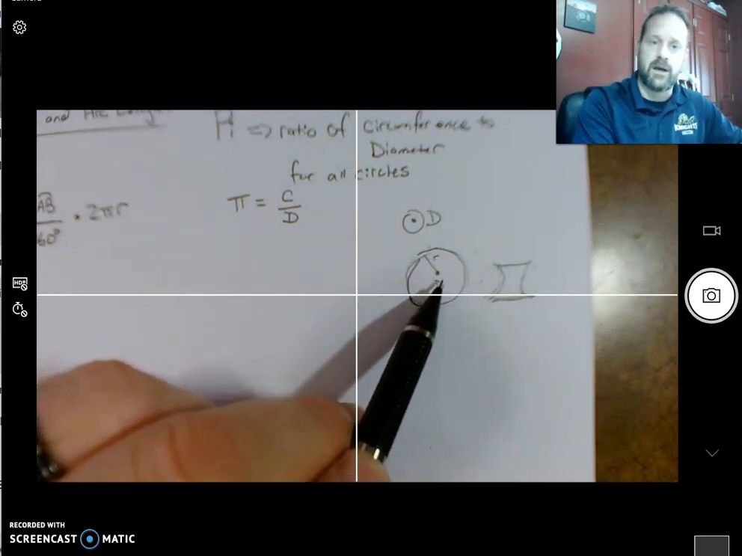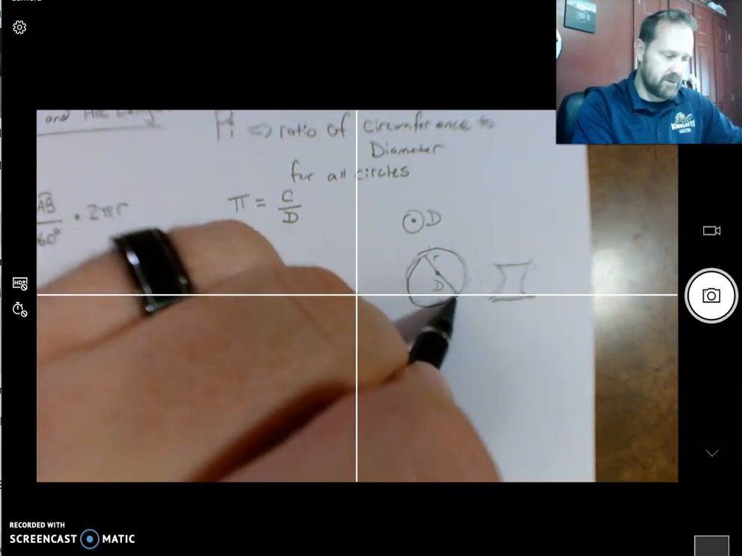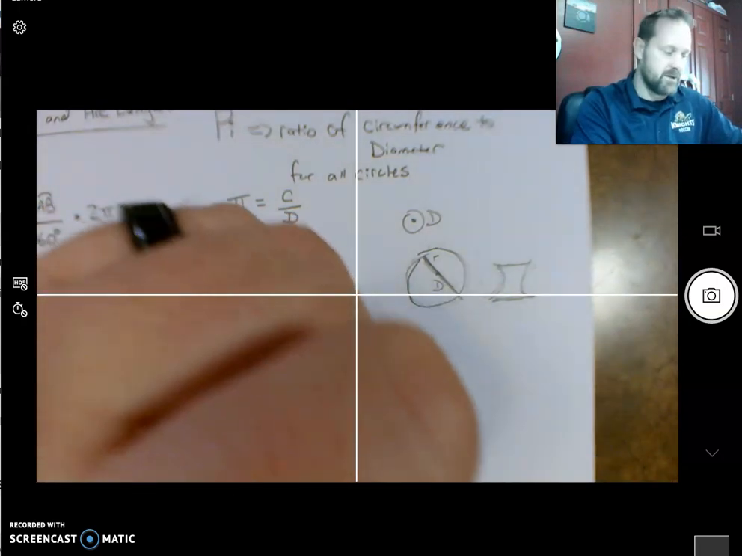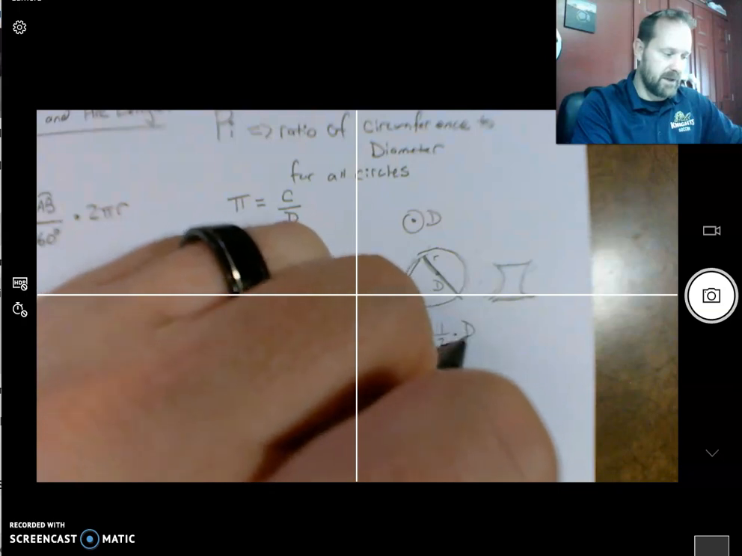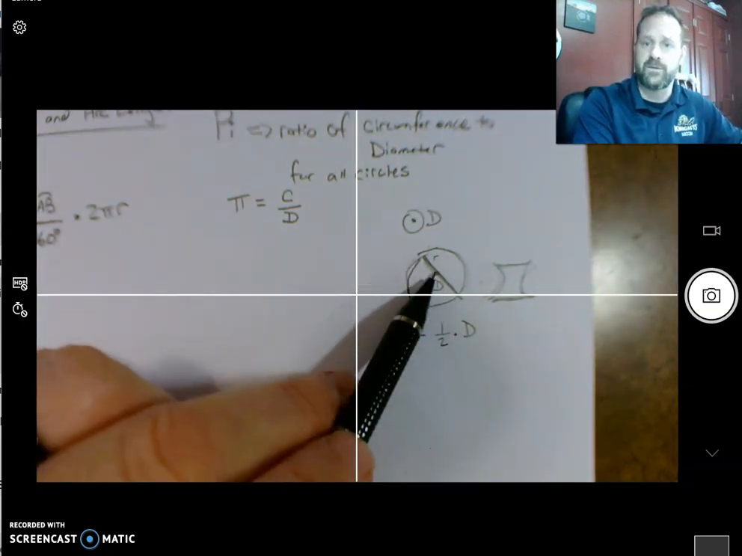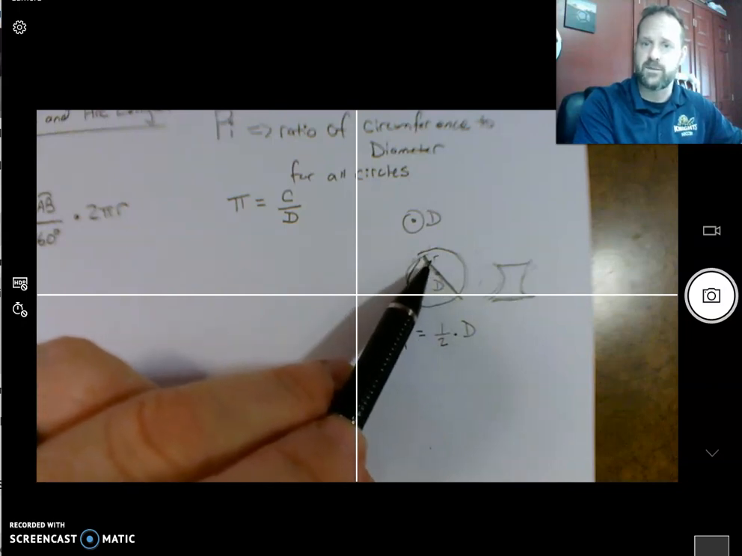Okay. Diameter, I should have used a different variable. So diameter is going to be the whole thing. The formula for radius is 1/2 multiplied by the diameter. So if the diameter is 9, then the radius would be 3. If this total distance is 9, this distance would be 3.